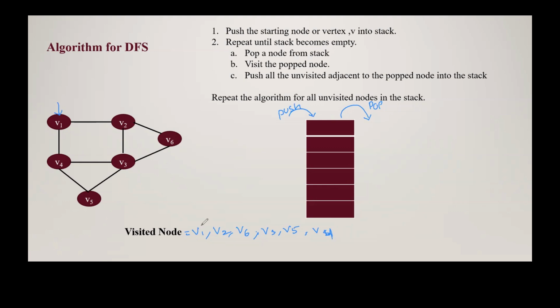So this is the way the depth first search algorithm performs its operation, or we can say this is the way we can traverse the graph. How do we traverse? Right now, V1 to V2, then V2 to V6, V6 to V3, V3 to V5, V5 to V4. So this is the traversal, or we can say the path.